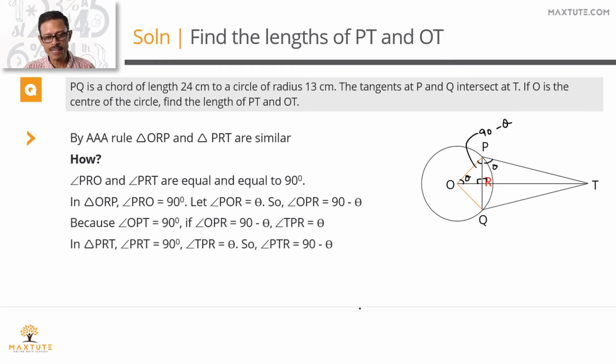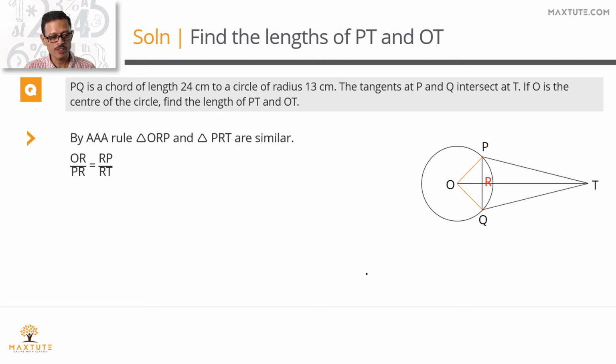So in triangle PRT, we know two measures are theta and 90. So angle PTR will be equal to 90 minus theta. So we have 90 minus theta, 90 minus theta, theta, theta, and 90 degrees. By AAA, we have established that these two triangles are similar. Let's pick out two sets of proportions. The first set of proportion is basically OR by PR is equal to RP by RT. Let's pick the values. OR is equal to 5, PR is equal to 12, OP is equal to 13.